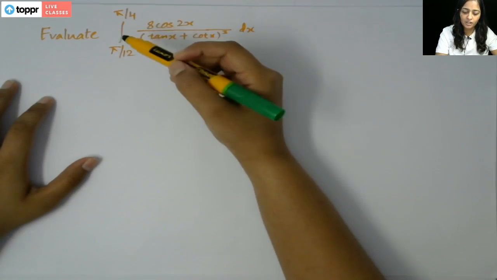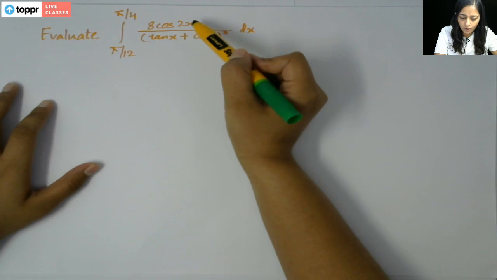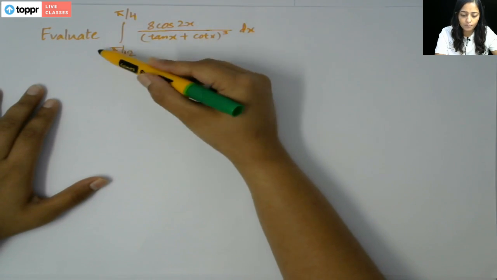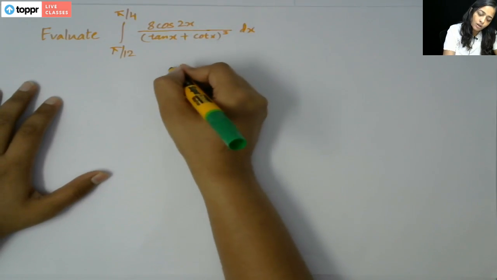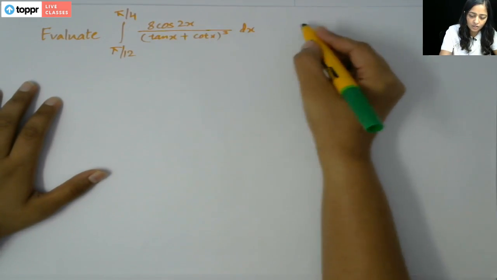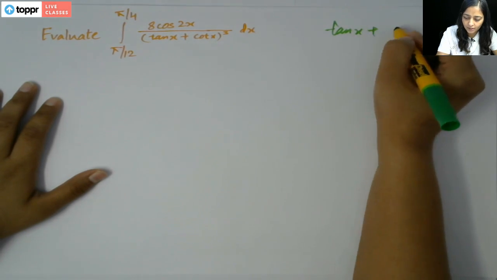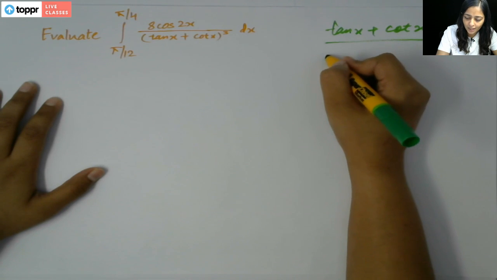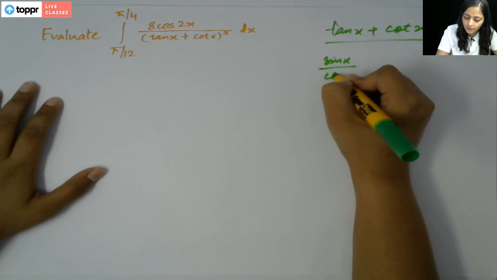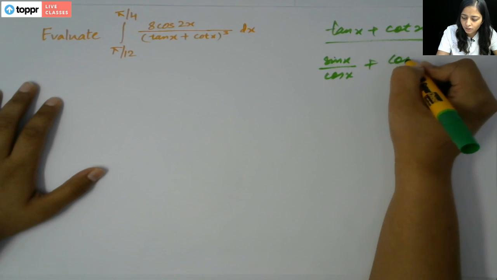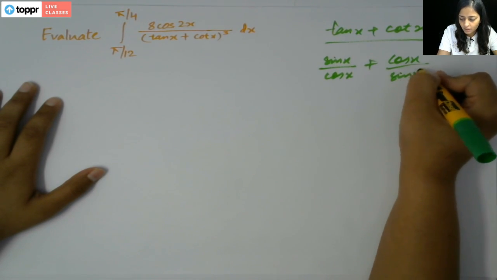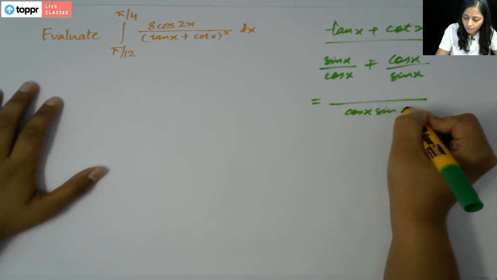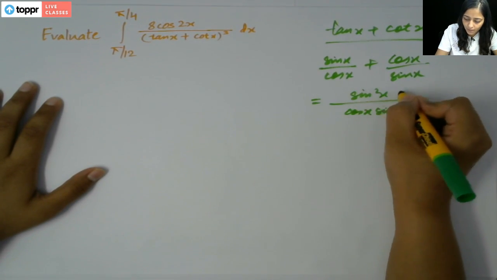The first question is evaluate the integral of 8 cos 2x divided by (tan x plus cot x) whole cube from pi by 12 to pi by 4. So how do we proceed in such situations when we have tan x plus cot x? We simply convert them into sin x and cos x. Like tan x can be written as sin x by cos x and cot x can be written as cos x by sin x. So if I add them, I'll get sin square x plus cos square x over cos x sin x.